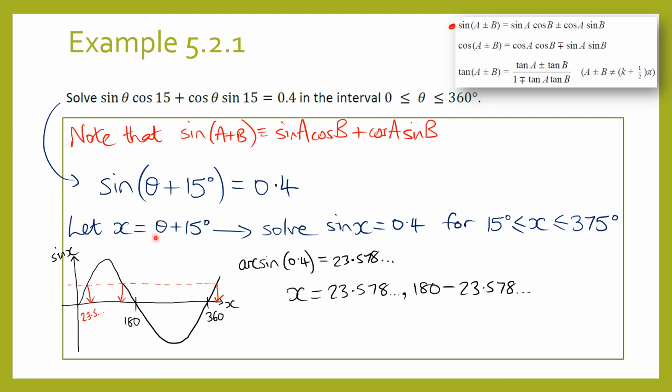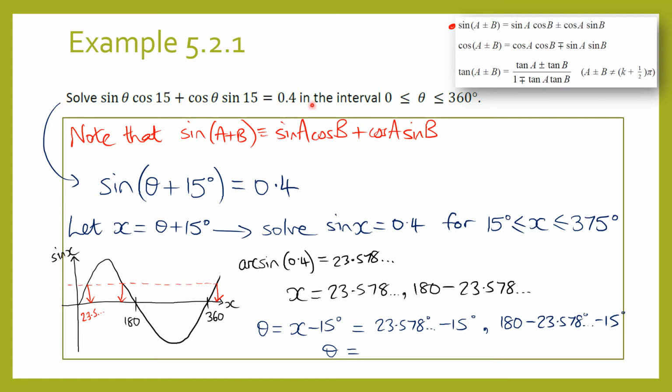and theta is what I want ultimately. So take away 15 degrees from x, and that will leave me with theta. Now this number 23.578, I'm going to store that in my calculator's memory. You can choose any letter you like. I'm going to store it under x on this Casio ClassWiz calculator that unfortunately you can't see. And then my first answer is going to be the number I've stored on my calculator, take away 15. And then the other one, 180 minus the number stored on the calculator minus 15.